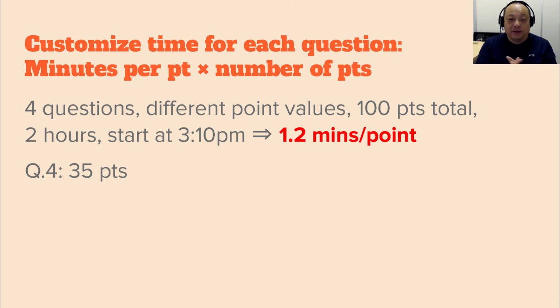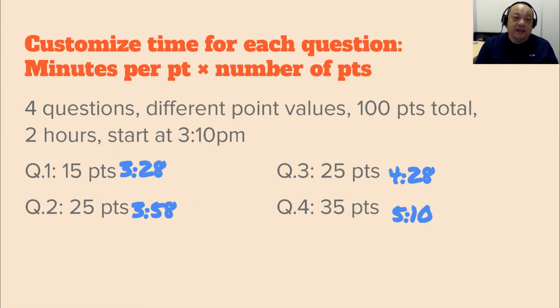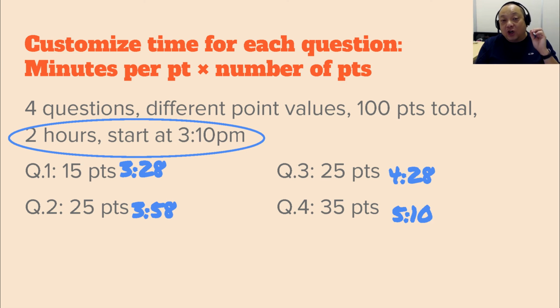Finally, question 4 at 35 points times 1.2 minutes equals 42 minutes. 4:28 p.m. plus 42 minutes gets me to 5:10 p.m. Write that down. By the way, I could also have gotten the 5:10 p.m. at the end by taking the start time of 3:10 p.m. and adding 2 hours. Either way, this is my pacing guide. When the questions are high valued, you want to do it this way.